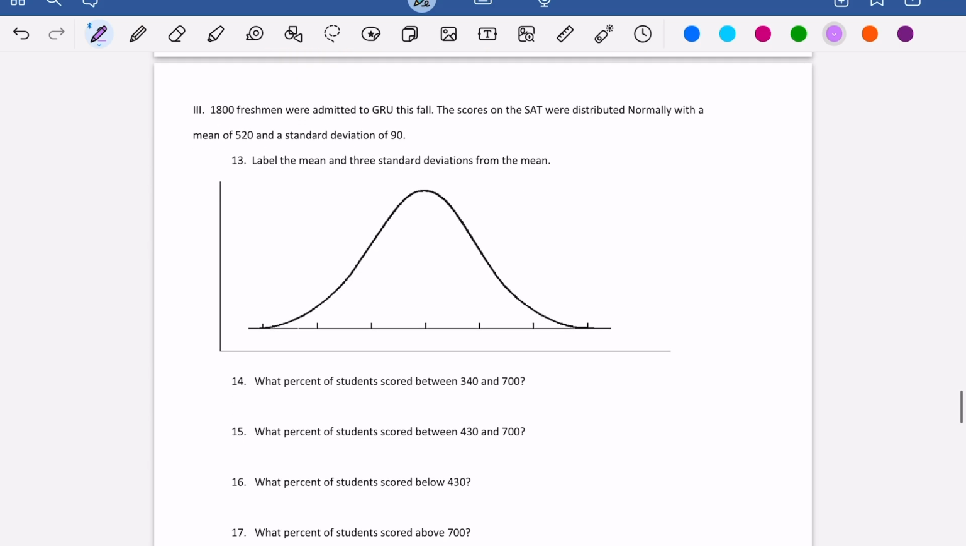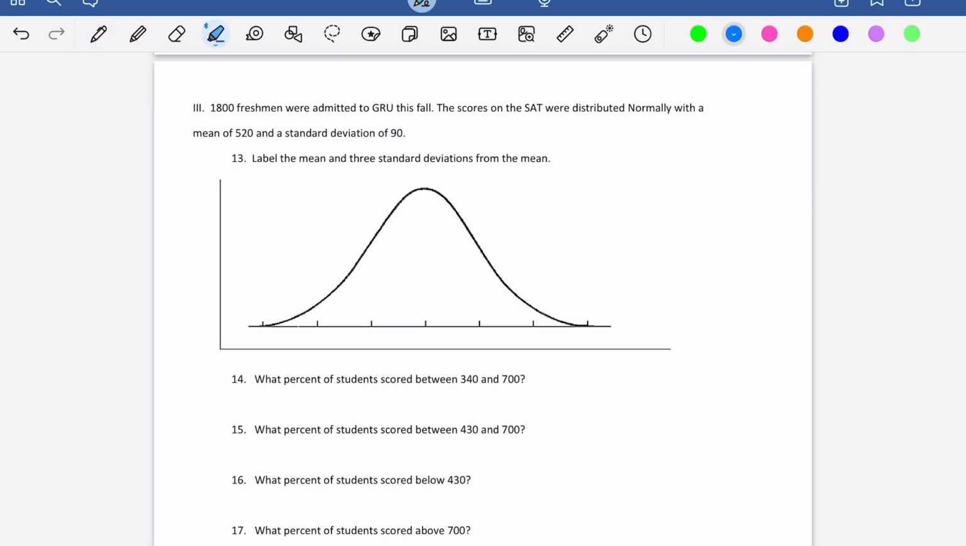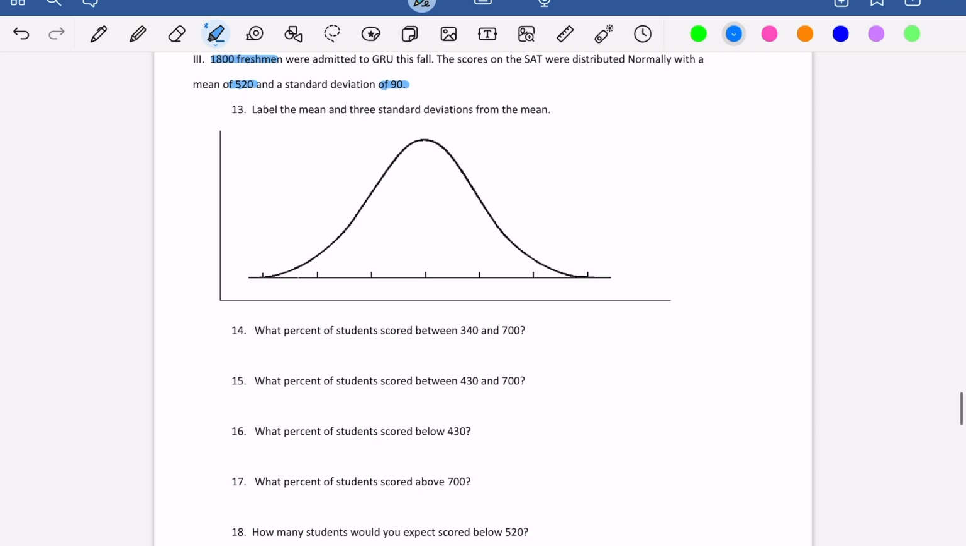So, all right. In this example, 1,800 freshmen were admitted to GRU this fall. The scores on the SAT were distributed normally with a mean of 520 and a standard deviation of 90. Label the mean and 3 standard deviations from the mean. So we have that the mean was 520. The standard deviation is 90.